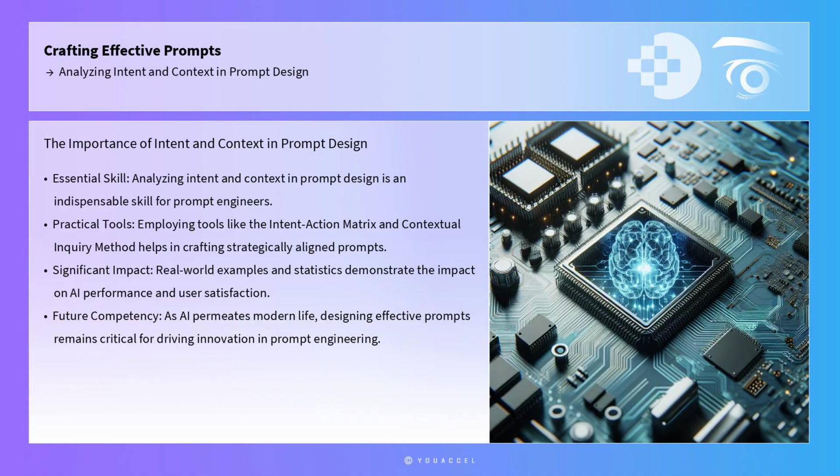In conclusion, analyzing intent and context in prompt design is an indispensable skill for prompt engineers. By employing practical tools and frameworks such as the intent action matrix and contextual inquiry method, professionals can craft prompts that are strategically aligned with user needs and contextual realities. Real-world examples and statistics further reinforce the significance of this skill, demonstrating its impact on AI performance and user satisfaction. As AI continues to permeate various aspects of modern life, the ability to design effective prompts will remain a critical competency, driving innovation and excellence in the field of prompt engineering.